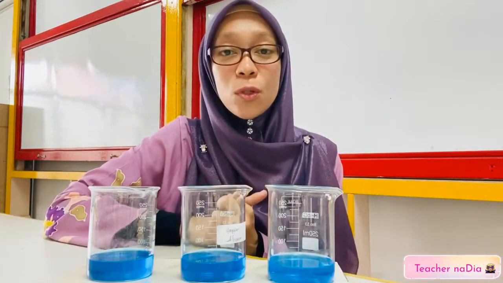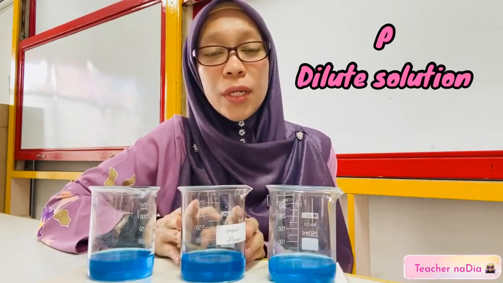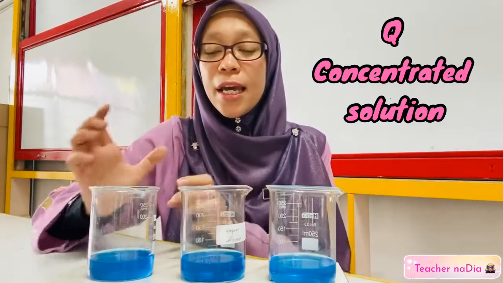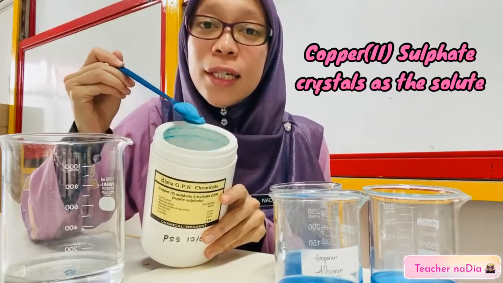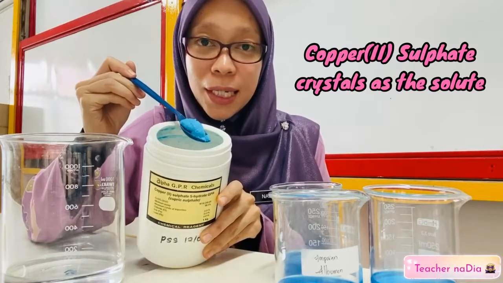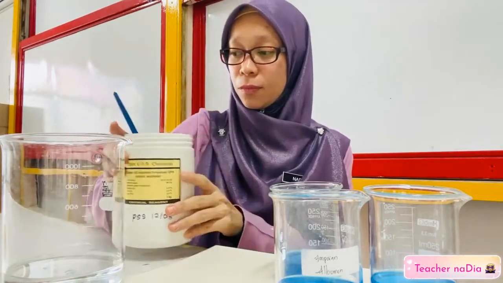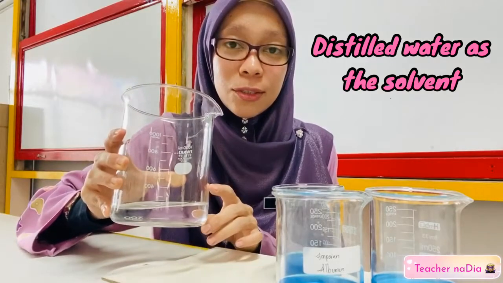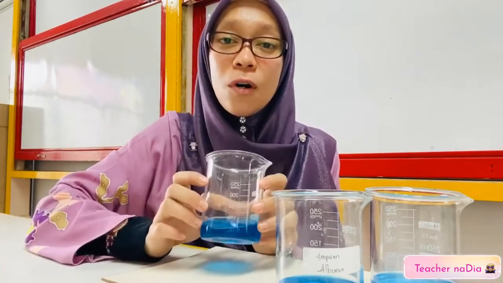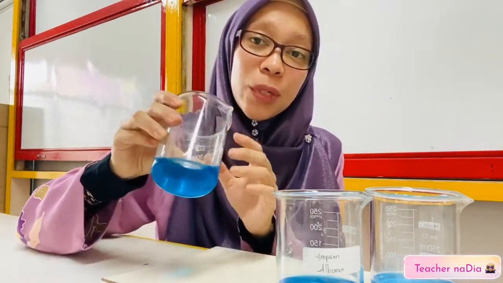The types of solution are, for P we have a dilute solution, for Q we have a concentrated solution, and for R we have a saturated solution. This copper sulfate crystal is what we use as the solute for this activity. For the solvent, we use distilled water. And the solution formed is copper sulfate solution, which is blue in color.